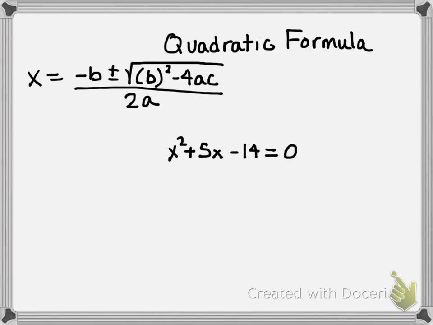Looking at the quadratic formula, your quadratic formula is x equals opposite b plus or minus the square root of b squared minus 4ac all over 2 times a.